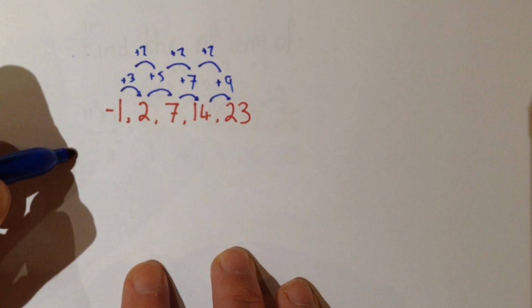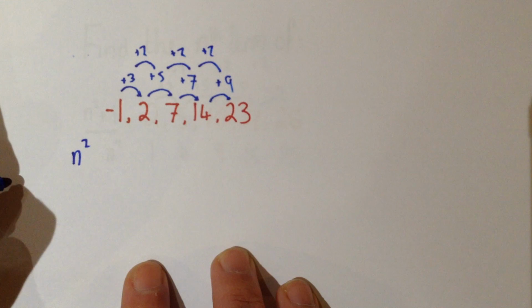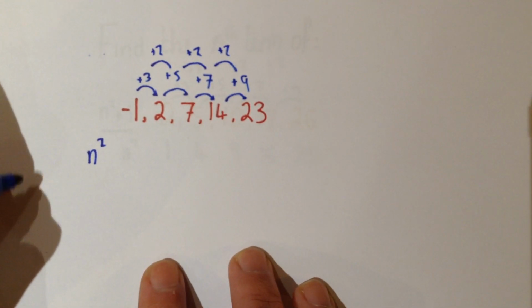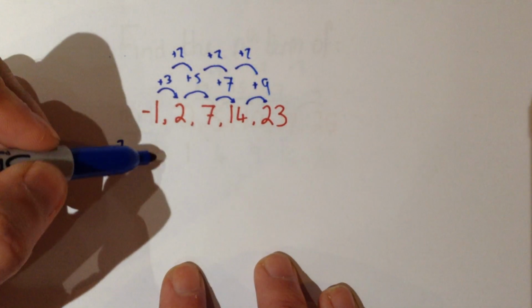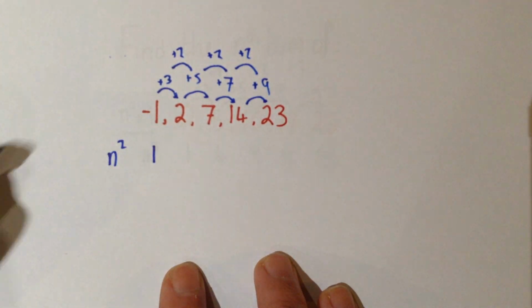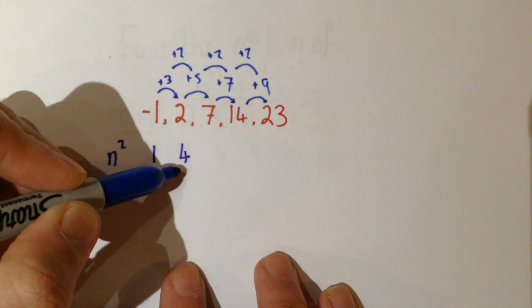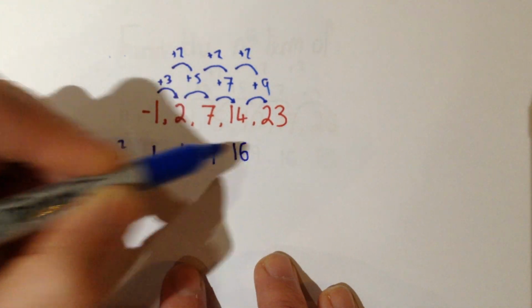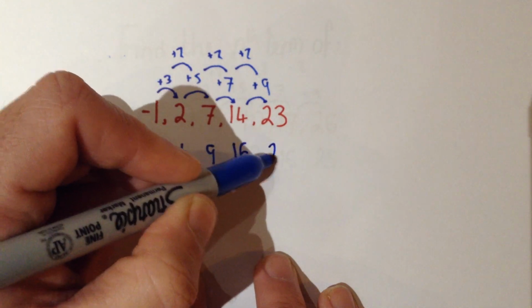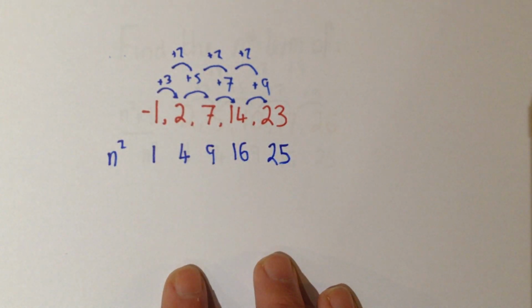So again, the very first thing we write down underneath the sequence is the squared numbers, which we represent using n squared. So here, 1 squared is 1, 2 squared is 4, 3 squared is 9, 4 squared is 16, and 5 squared is 25.